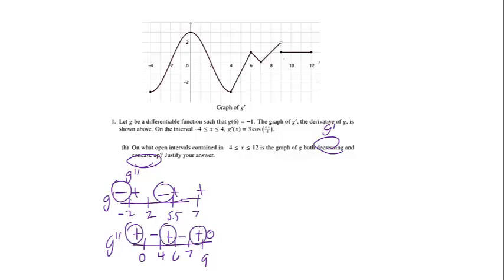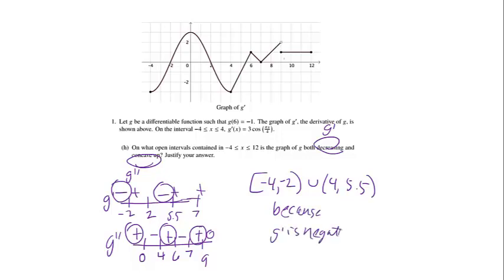So if I try to match where those are happening, I notice the first place they're happening is from where the interval starts, which would be at -4 until I get to -2. And then also, where else are we matching? Looks like starting at 4, but then I have to end at 5.5. And so those would be my places, and that would be because g prime is negative while g double prime is positive. All right, and all that work, I just got 1 point.